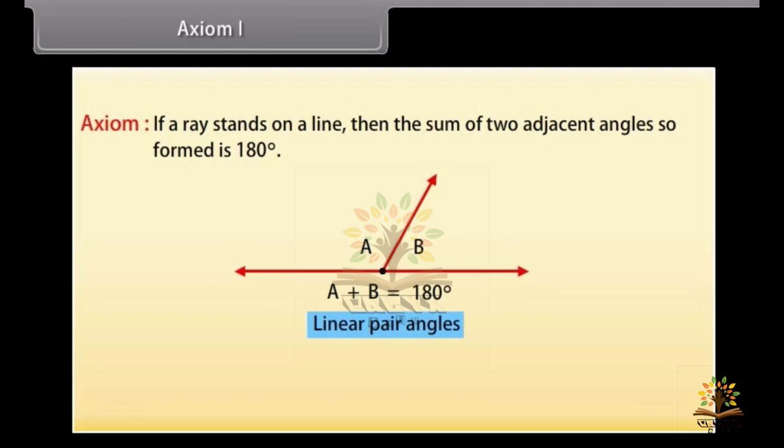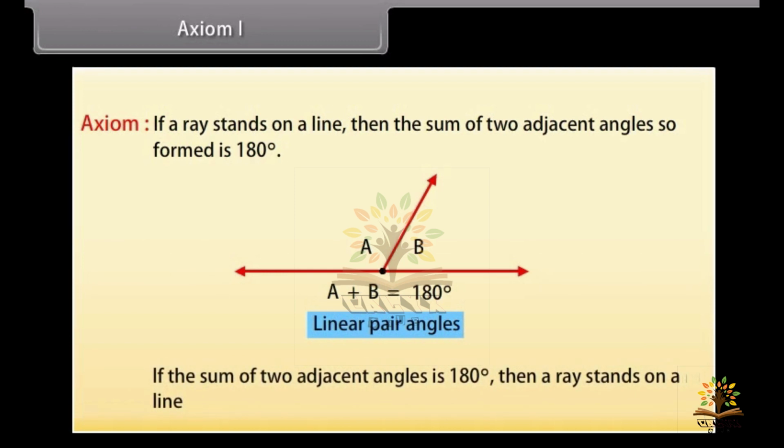Let us write this axiom the other way. That is, we will take the conclusion of the axiom as given and the given as the conclusion. So it becomes, if the sum of two adjacent angles is 180 degrees, then a ray stands on a line, that is, the non-common arms form a line. Now we can see here that the axiom and this statement are the reverse of each other. Let us now check whether this statement is true or not.